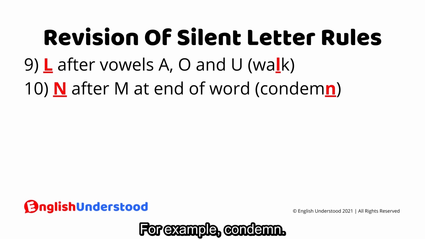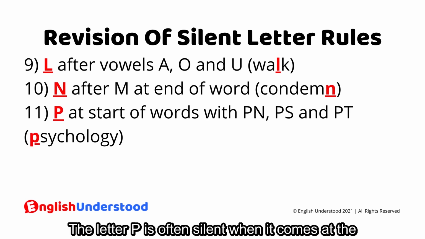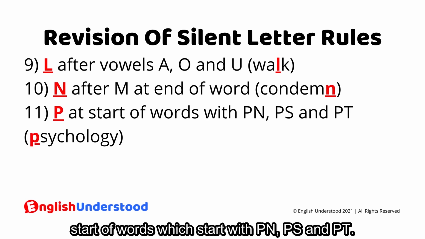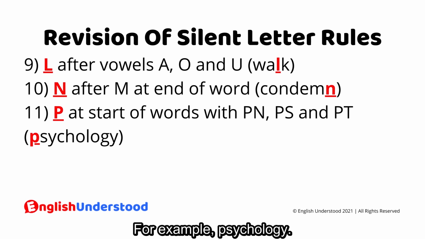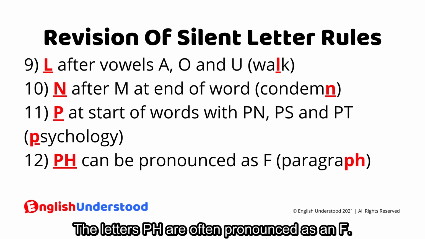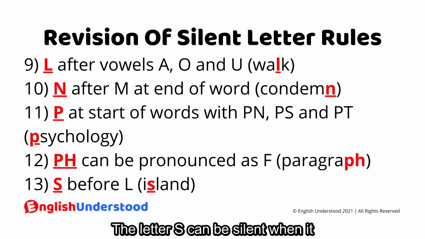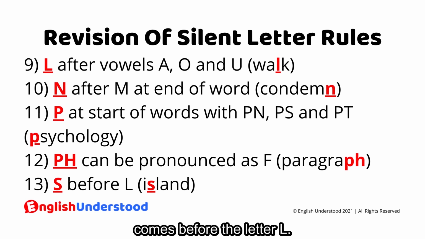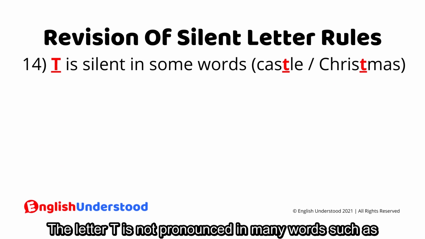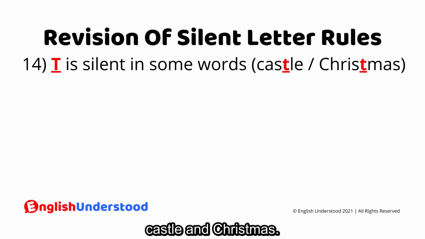The letter N is normally silent when it comes after the letter M at the end of a word. For example, condemn. The letter P is often silent when it comes at the start of words which start with PN, PS, and PT. For example, psychology. The letters PH are often pronounced as an F. For example, paragraph. The letter S can be silent when it comes before the letter L. For example, island. The letter T is not pronounced in many words such as castle and Christmas.